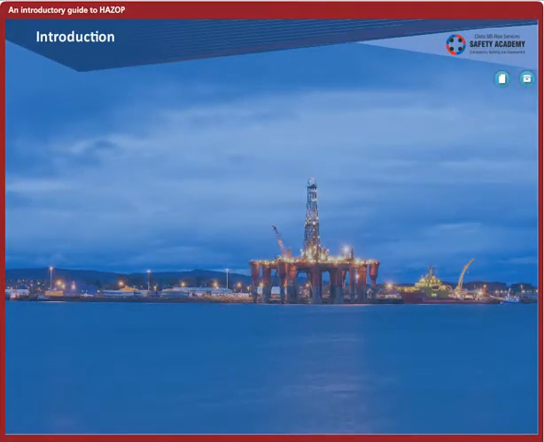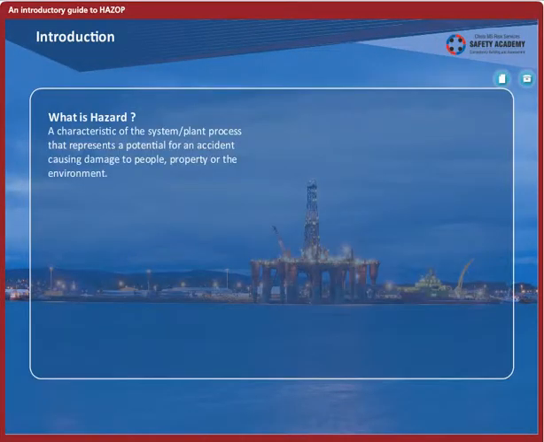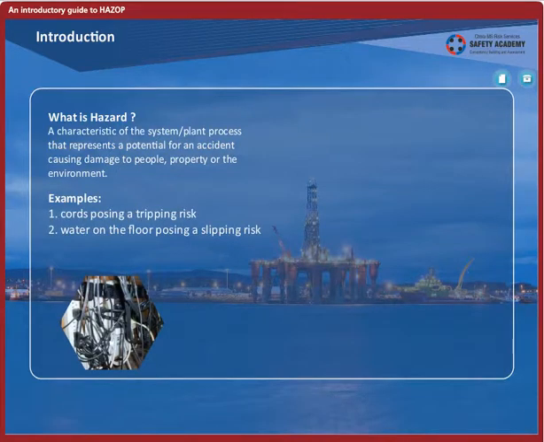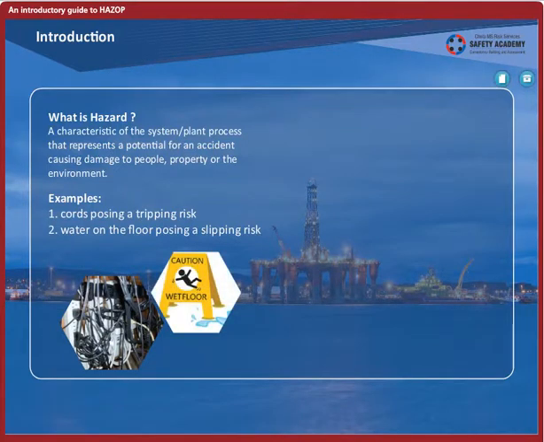Let's get started with some key definitions. What is hazard? How is it defined? It is a characteristic of the system, plant or process that represents a potential for an accident causing damage to people, property or the environment. Cords posing a risk of tripping or water on the floor posing a slipping risk are good examples.